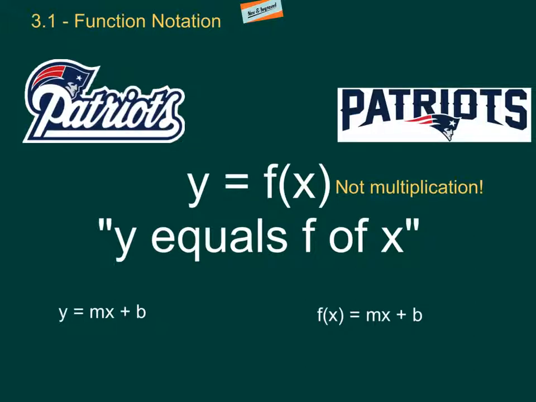And so just to show you a specific example of this new and improved look, our old version was y equals mx plus b, what you'll remember from the last section as slope-intercept form. Well, we're just going to rewrite it now and replace the y with f of x, and so it's going to say f of x equals mx plus b. It's out with the old and in with the new, just like with the Patriots logo. Old logo, new logo. It's the same thing, it just looks different.